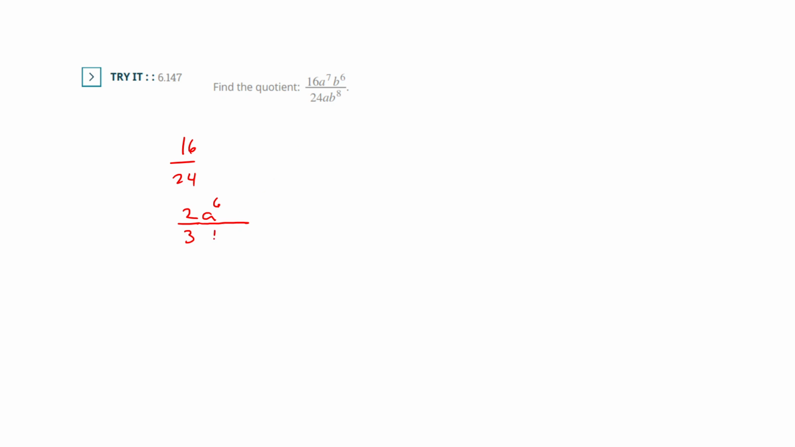Now, can you see there's going to be 2 b's left on the bottom if you just thought about it visually? But if you did the rule, you'd have b to the 6th minus 8 is b to the negative 2nd. So let's move that below, and I get it down there.